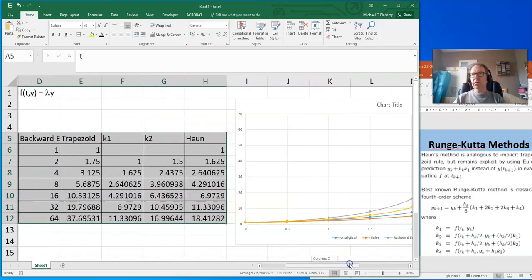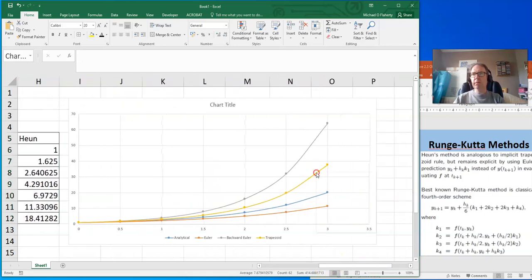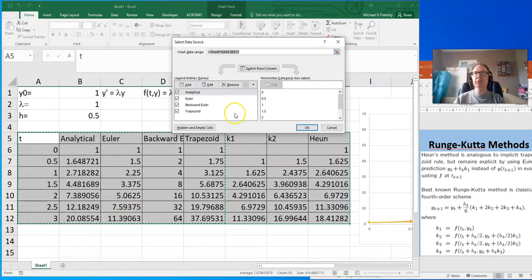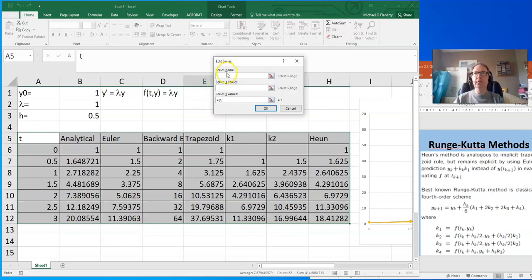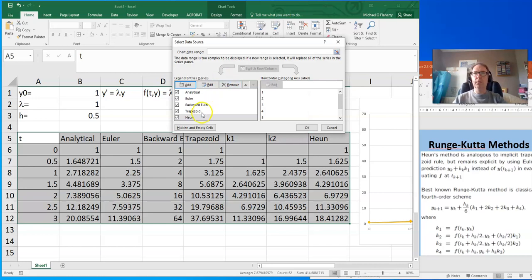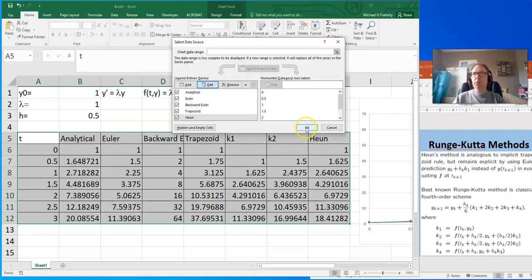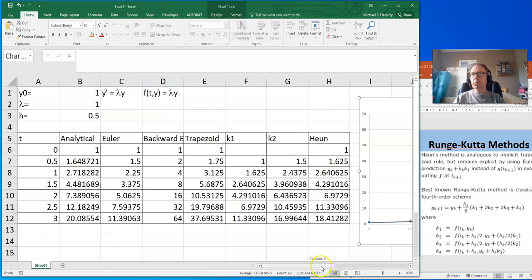Let's try incorporating Heun's method now into our graph. So we right-click on any of the graphs, select data, and add. Our series name is Heun. Edit that. Our x values go back to time, on the x-axis. And our y values, select the Heun column. And okay that.